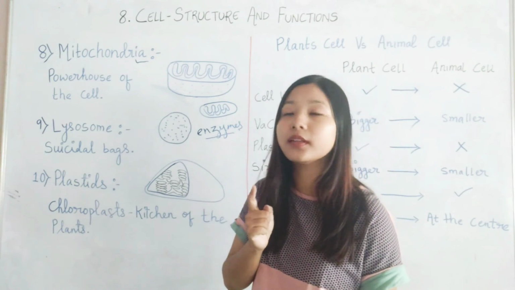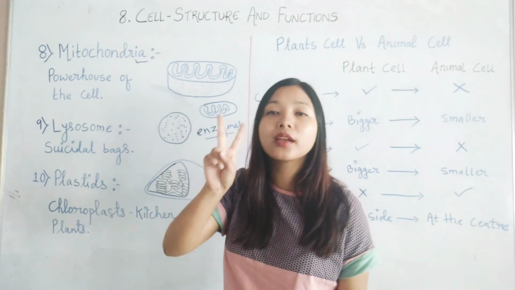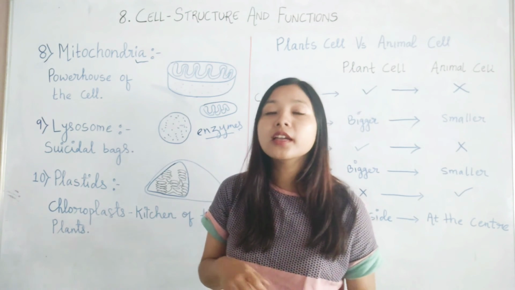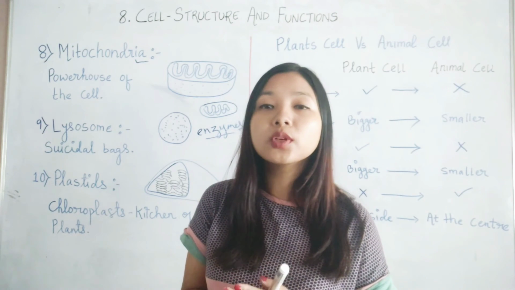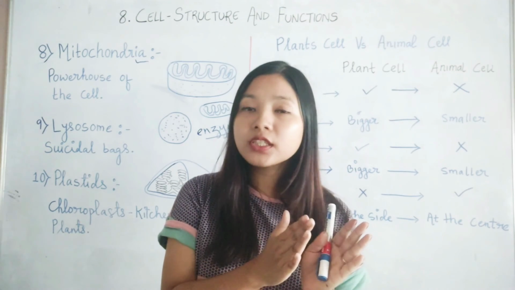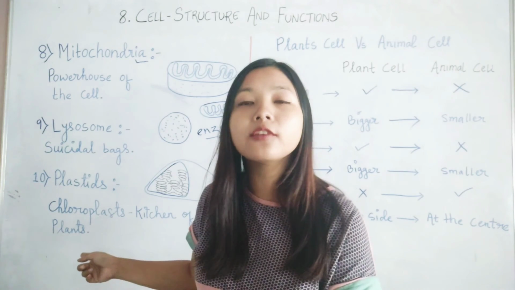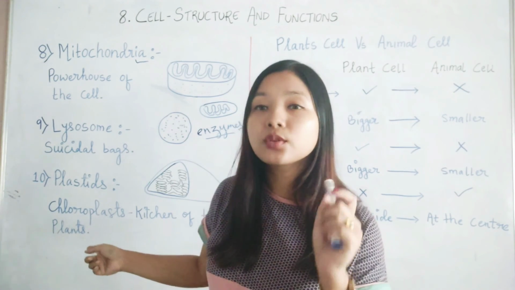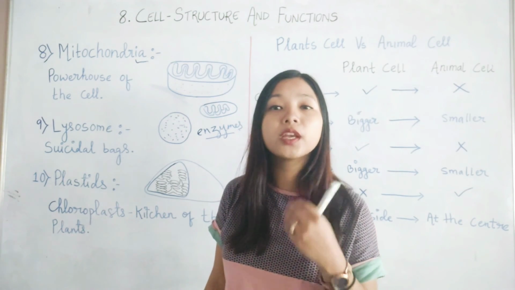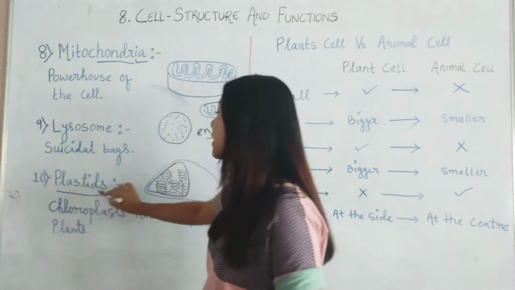Now you must remember that plastids and mitochondria are two organelles of a cell which have their own genetic material. We have discussed that the nucleus encloses the genetic material of the cell, but apart from that, mitochondria and the plastids also have their own genetic material. So this is very important. You have to remember which two cell organelles have their own genetic material. They are mitochondria and plastids.